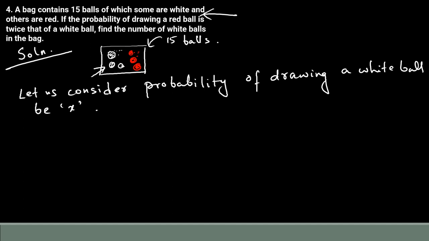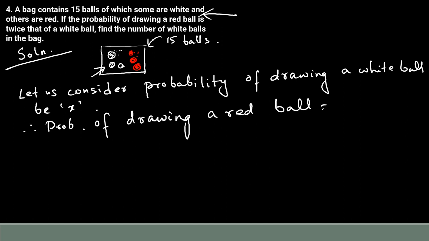See, the probability of drawing a red ball is twice that of the white ball. Therefore, probability of drawing a red ball is 2 times X, right? It's given in the question only. The probability of drawing a red ball is twice that of a white ball. So 2 times X, right? Therefore, you can set this problem according to what's given.